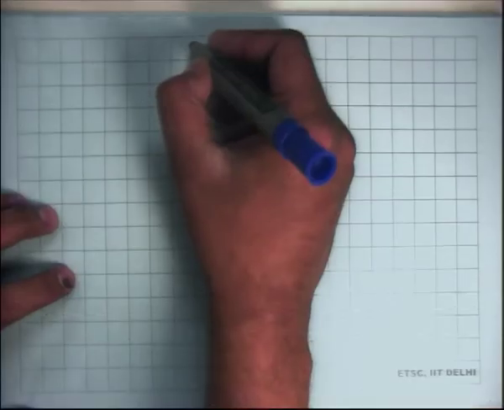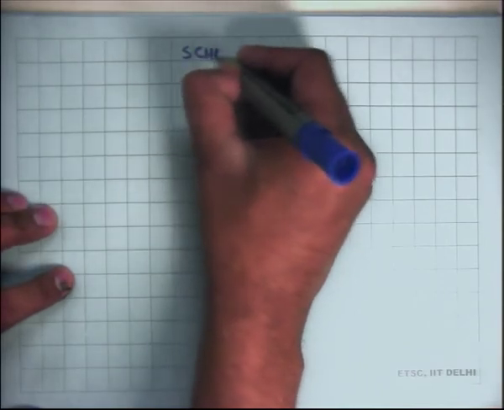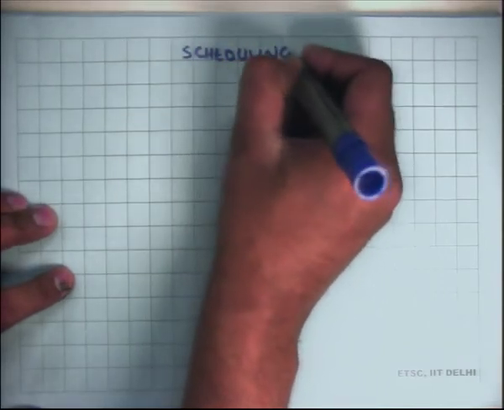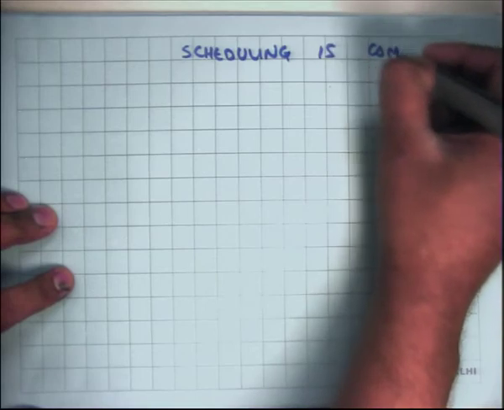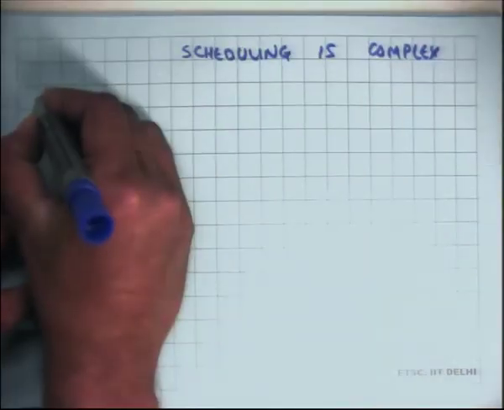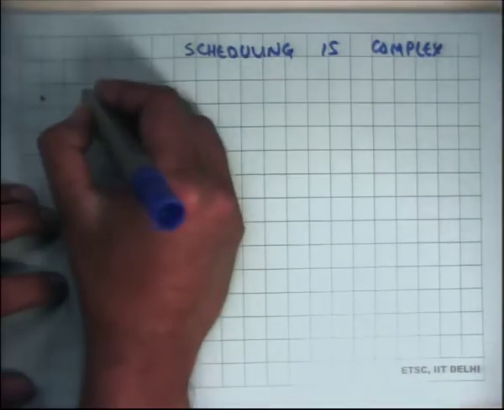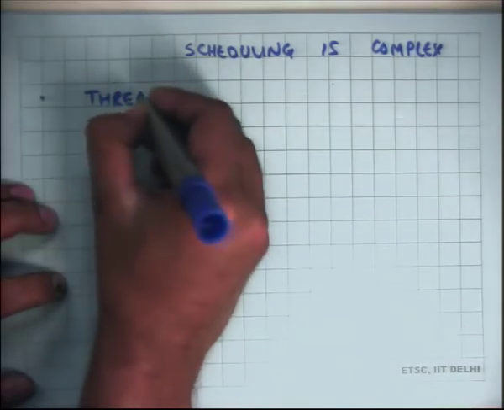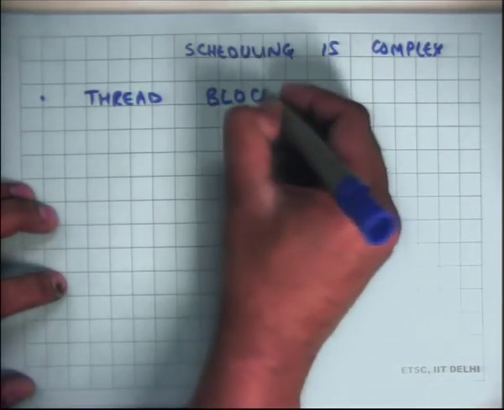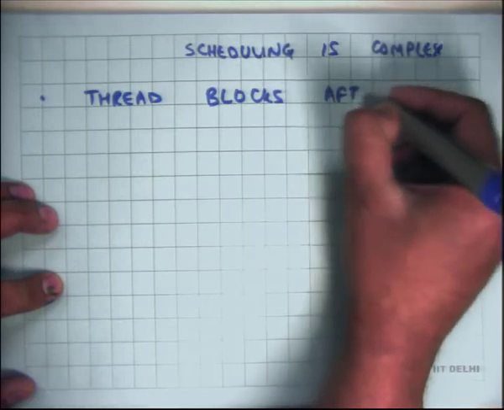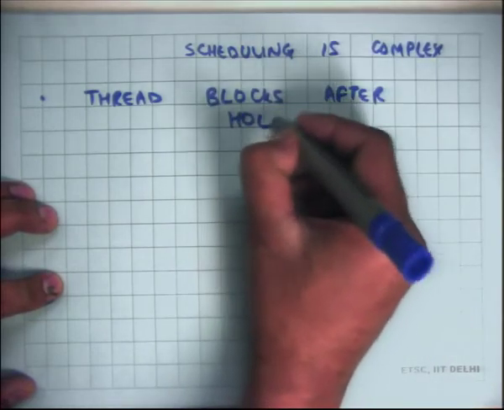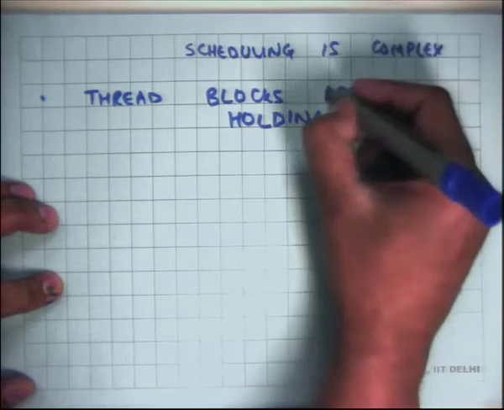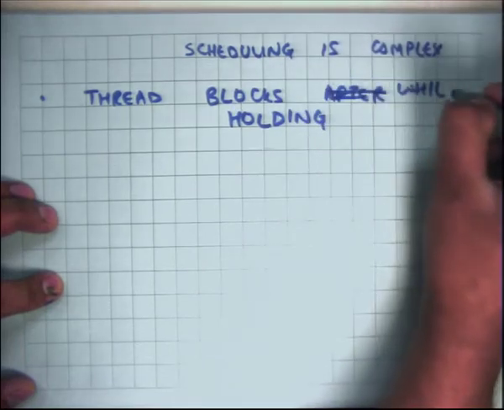But in general, I'm going to give you some examples to show that scheduling is actually complex. All right. So one example is a thread that blocks while holding a spin lock.